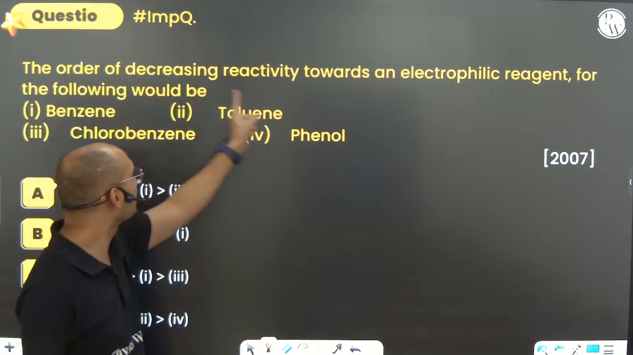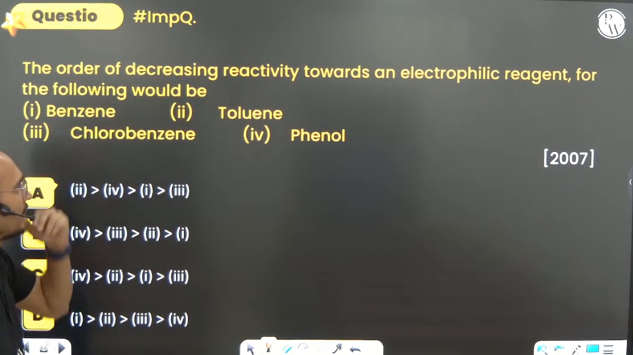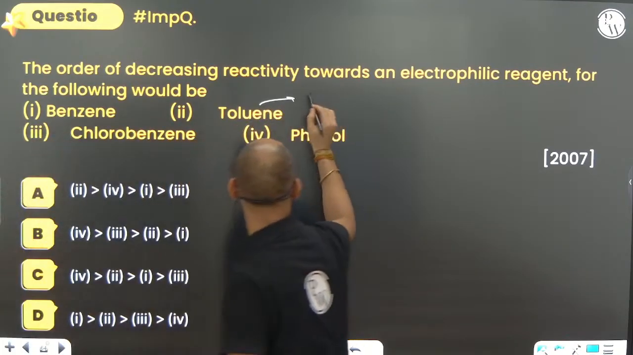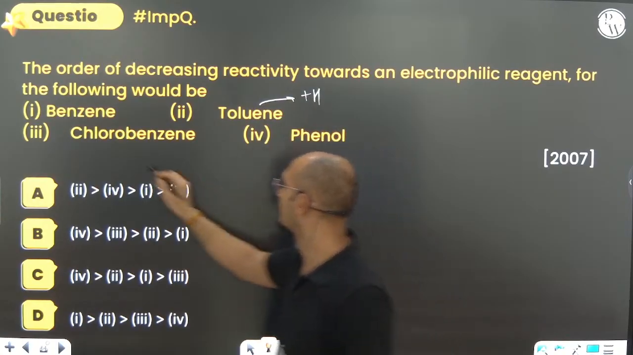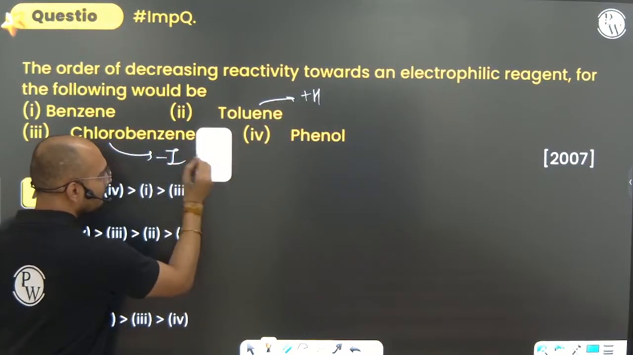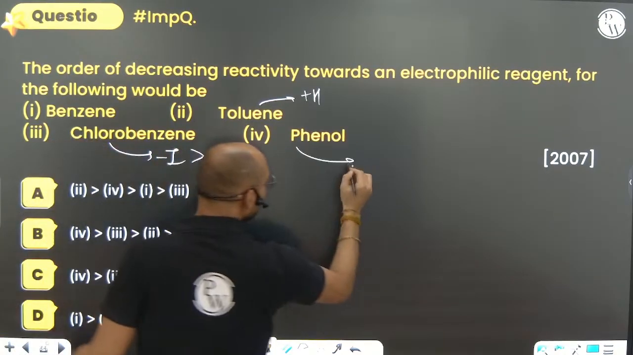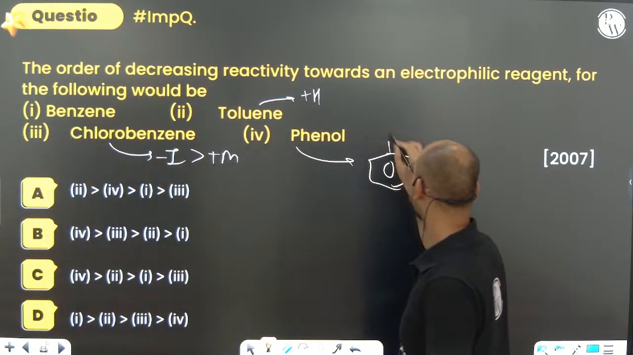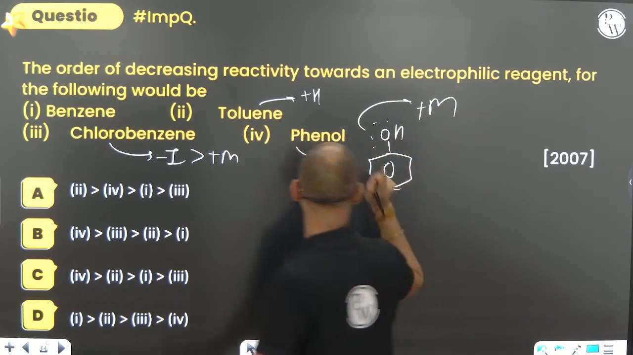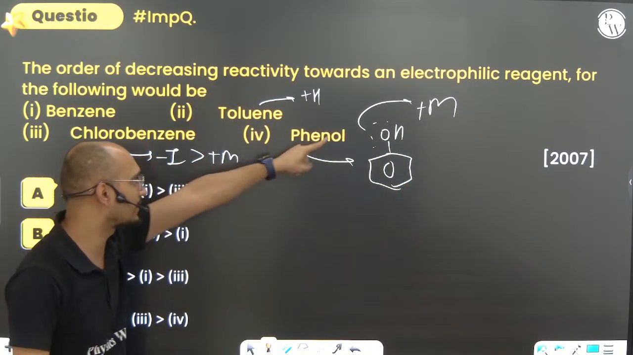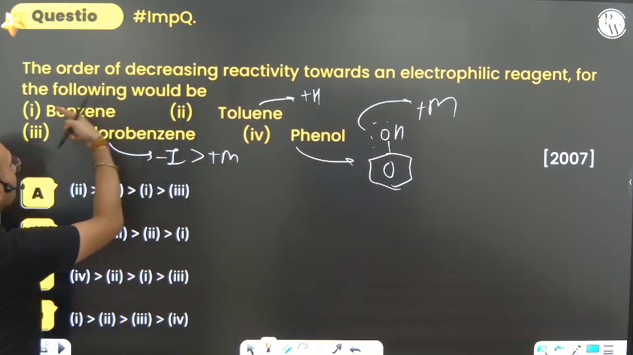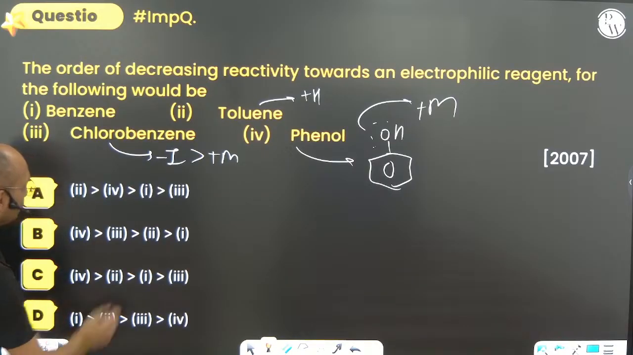Now, which order is decreasing reactivity towards the electrophilic reagent for the following? Benzene, toluene. Toluene में there is going to be plus H of CH3. Chlorobenzene minus I and plus M. But here minus I wins over plus M. Phenol, there is going to be OH. It is what? Plus M. So most reactive is going to be phenol and then toluene, because there it is plus M, यहाँ पे plus H. Plus M is stronger than plus H. So 4, 2, 1, 3, because chlorobenzene is deactivating.